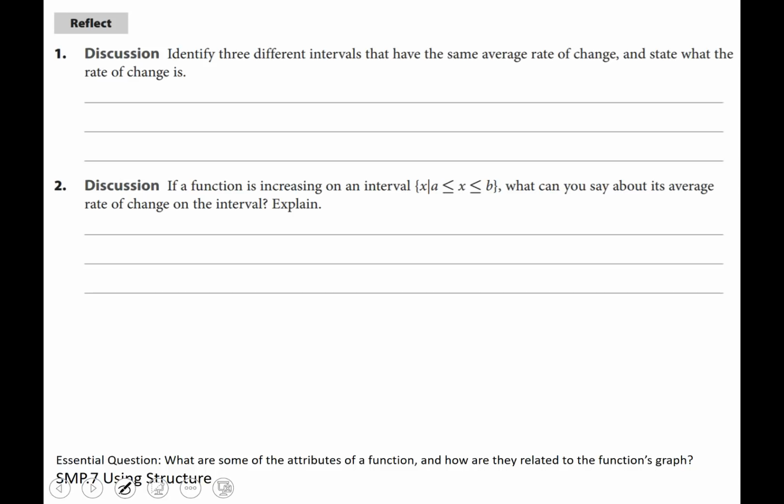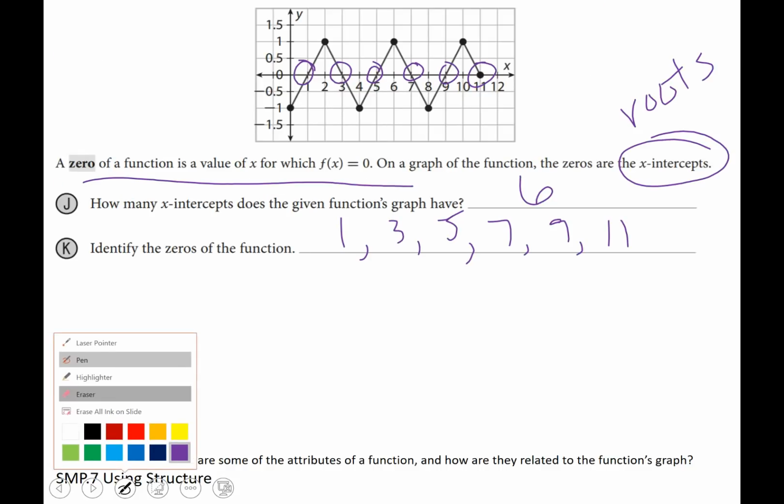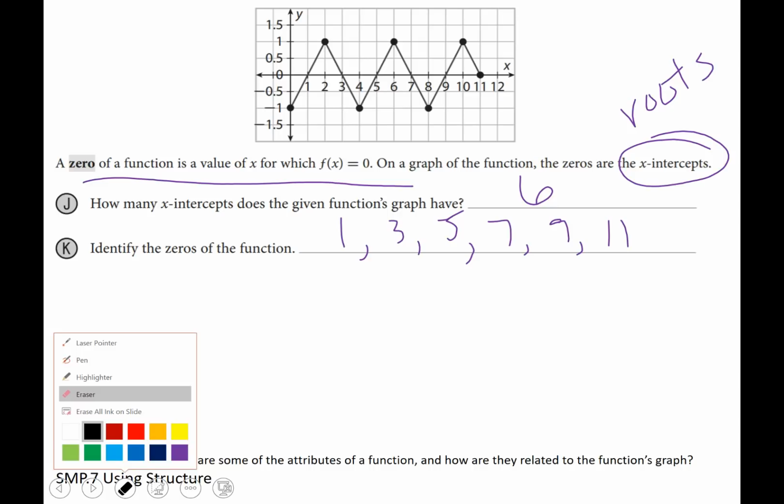All right, so we're supposed to identify 3 different intervals that have the same average rate of change and state what the rate of change is. So remember, average rate of change, another word for that, for linear, is looking at the slope. So if I went back and looked at that graph and looked at where the slope was the same, I'm going to erase these guys here. So I need to find 3 intervals where the slope is the same on that graph.